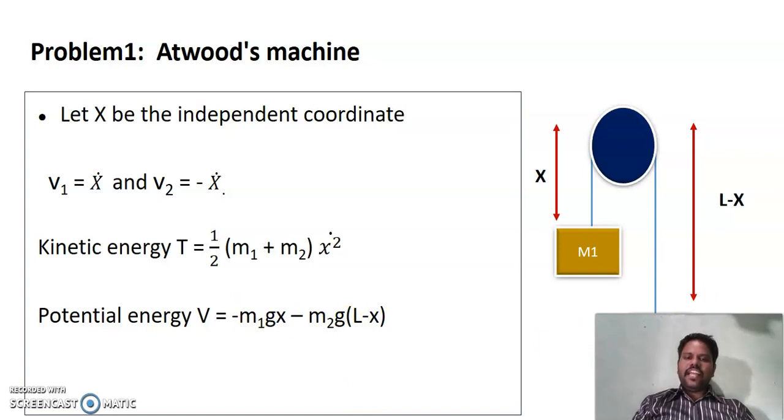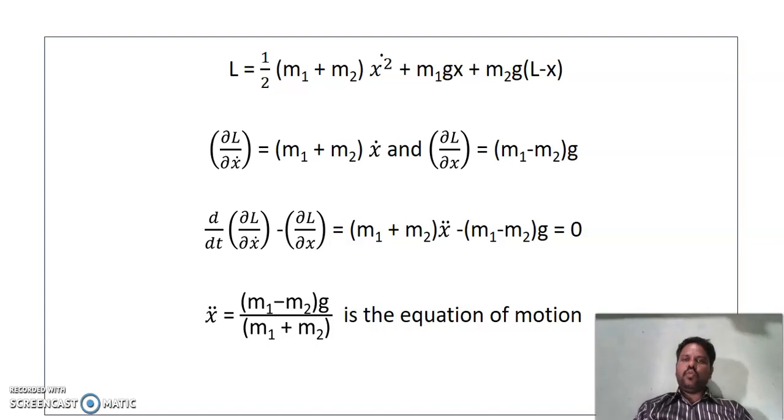We know that the Lagrangian is given by T minus V. Then the Lagrangian is equal to half into m1 plus m2 ẋ square plus m1gx plus m2g into L minus x. Differentiating L with respect to ẋ gives m1 plus m2 into ẋ, and differentiating L with respect to x reduces to m1 minus m2 into g.